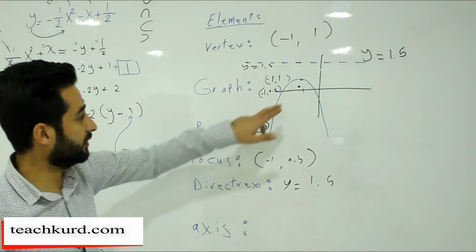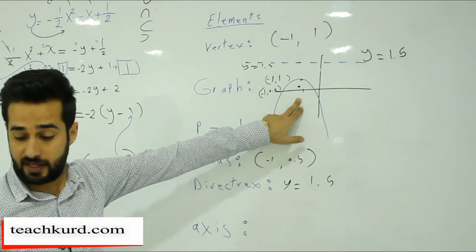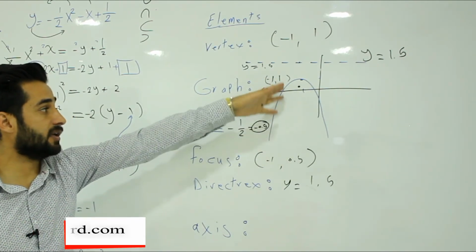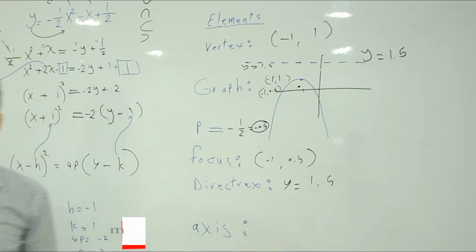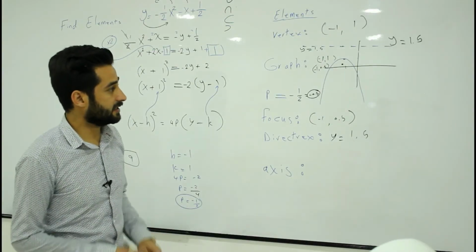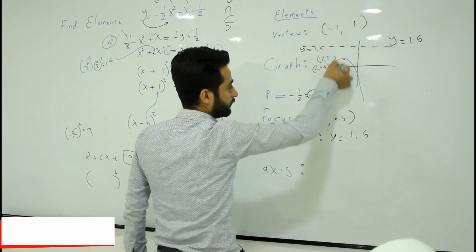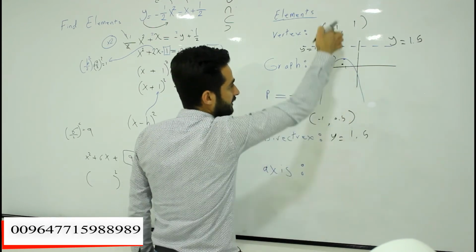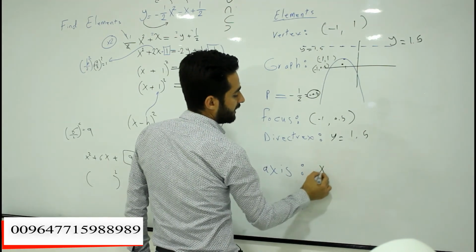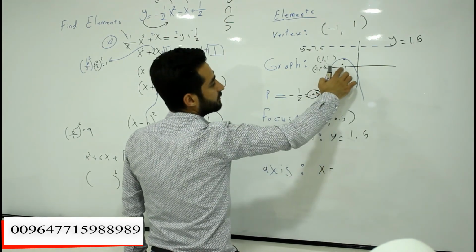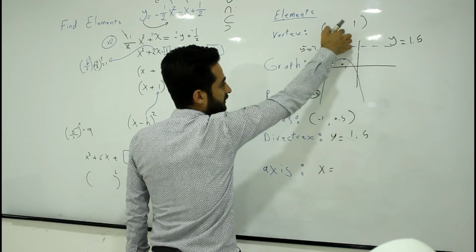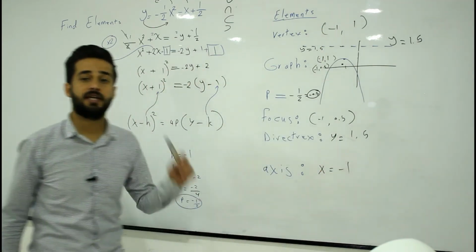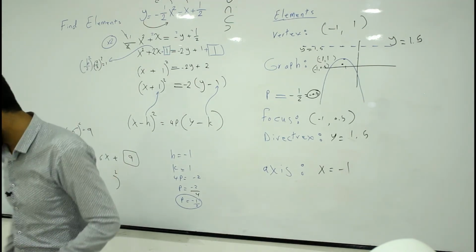The axis is the line that you can draw this graph on. This is the axis of the parabola. If we draw a line there like this, then x is equal to what? What's this point? This number is 1, so minus 1. So x is equal to minus 1 is the axis of this parabola.